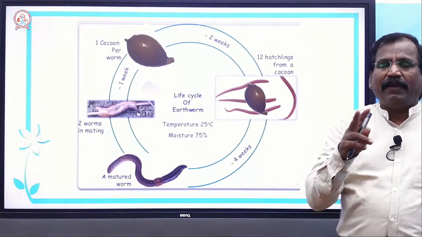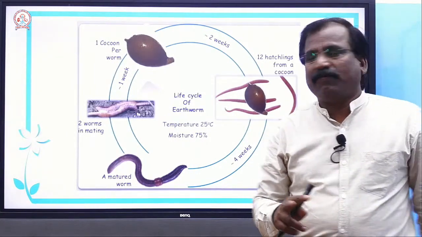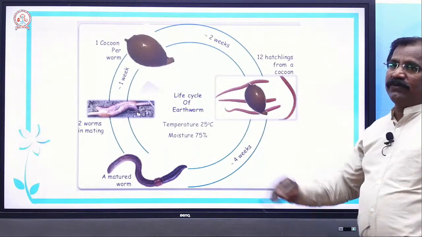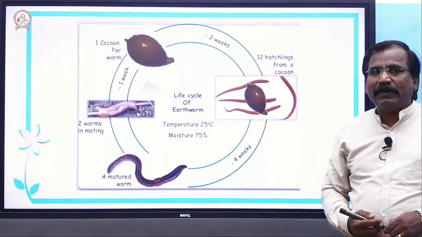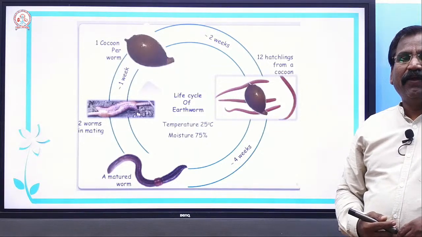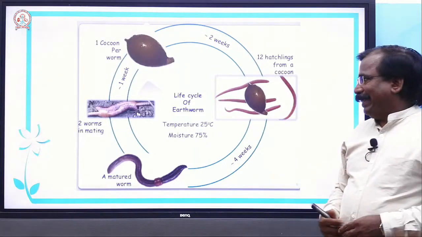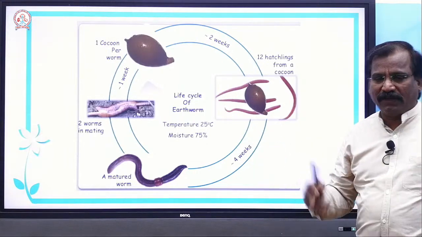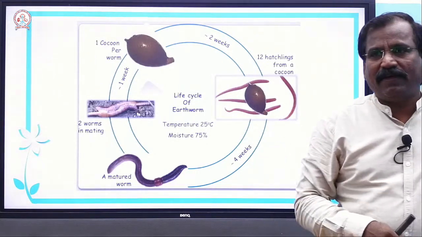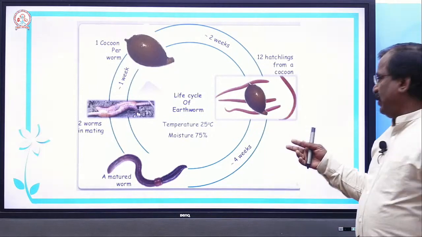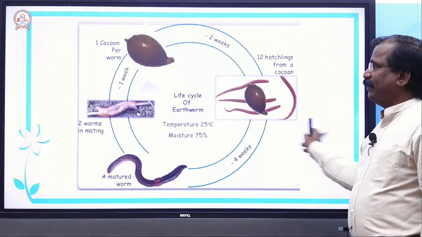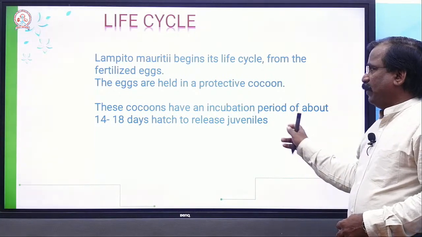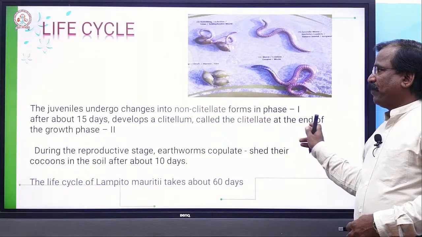Non-clitellate form and clitellate form. The young one immediately comes out of the cocoon, it does not possess the clitellum, that is the non-clitellate form. Then after development, roughly 2 to 3 weeks after that, it develops the clitellum, which means that it has matured, that shows that it is matured.